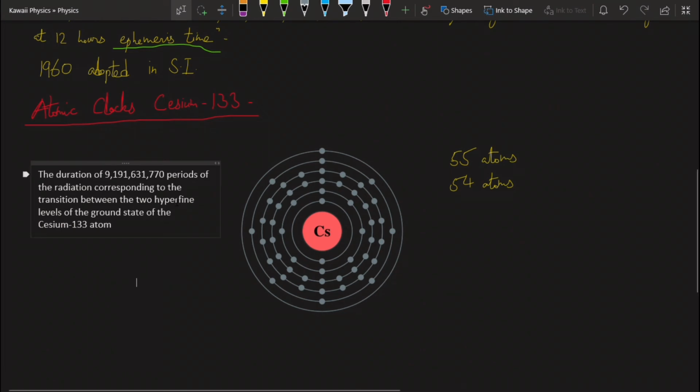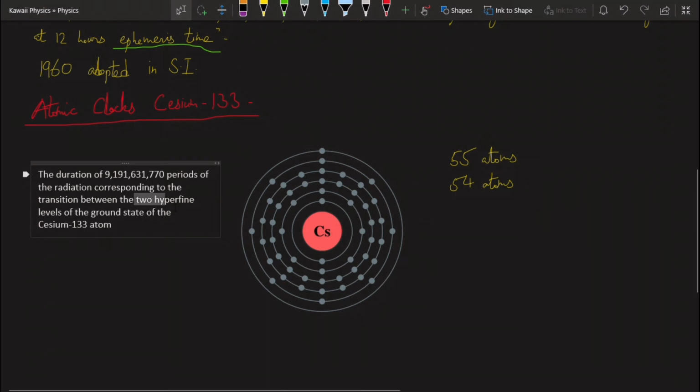So let me just explain. I talked about the oscillating, going to the higher and lower orbit, but it says corresponding to the transition between the two hyperfine levels of the ground state. First of all, let me talk about the ground state. The ground state simply means the lowest possible energy state of the electron.